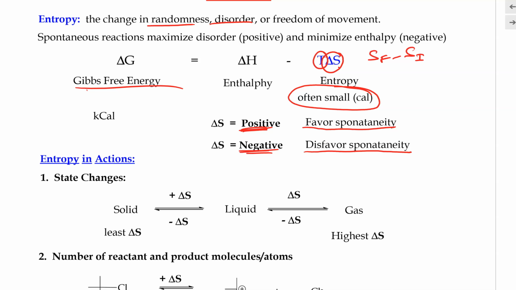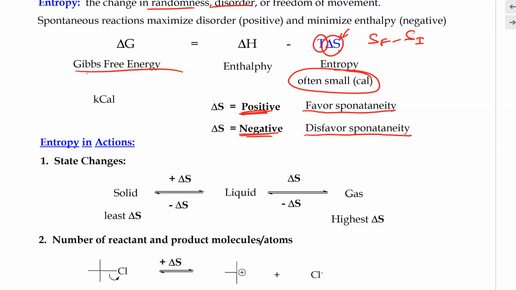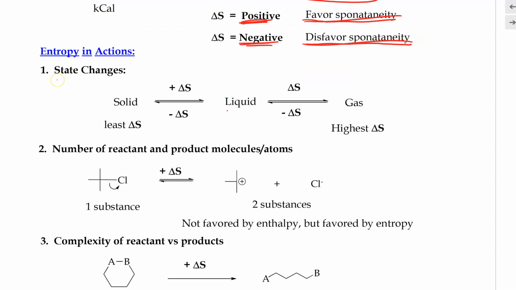multiplied with the temperature. So therefore, as the temperature is very high, this is when this delta S can become quite significant. So mathematically, these are how all of these terms are related. And again, when delta S is a positive value, it favors spontaneity, versus when it's negative, then it does not favor spontaneity. And now, let's go over some of the applications of entropy. So entropy in action. First, state change.